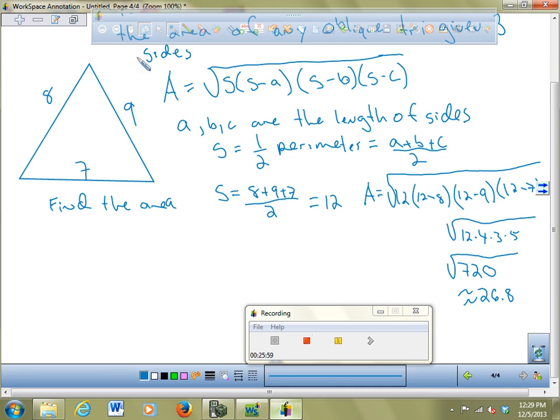So Heron's formula is just a quick way to find the area of a triangle given 3 sides. And that's all she wrote, folks. Sweet. Okay? The end.